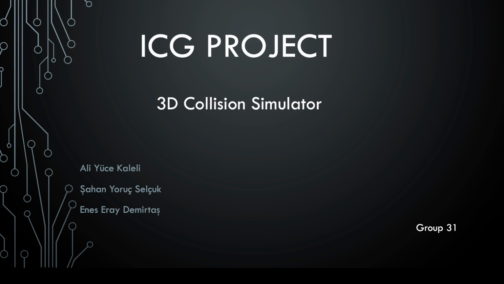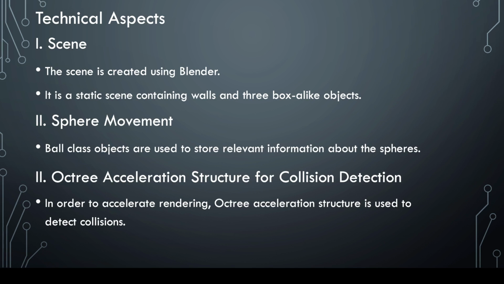We first created a static scene using Blender. The scene consists of a few obstacles of box-like meshes and walls with which all the spheres can collide. Each sphere's velocity, position, and other characteristic features are stored as ball class objects, which we defined for practical reasons. And the main focus of the project was to build an acceleration structure for collision detection. We implemented an octree structure for recursive space partitioning in order to accelerate the rendering time.